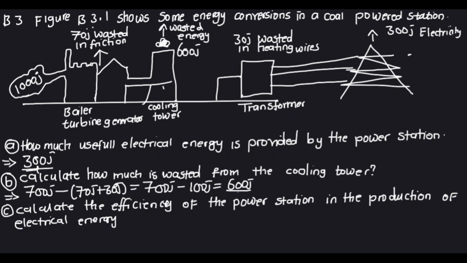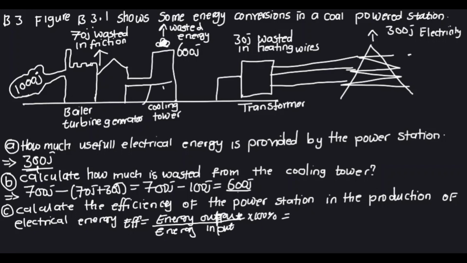Calculate the efficiency of the power station in the production of electrical energy. The formula for efficiency is: we are going to say energy output, since we are dealing with energy, divided by the energy input, then multiply by 100%.